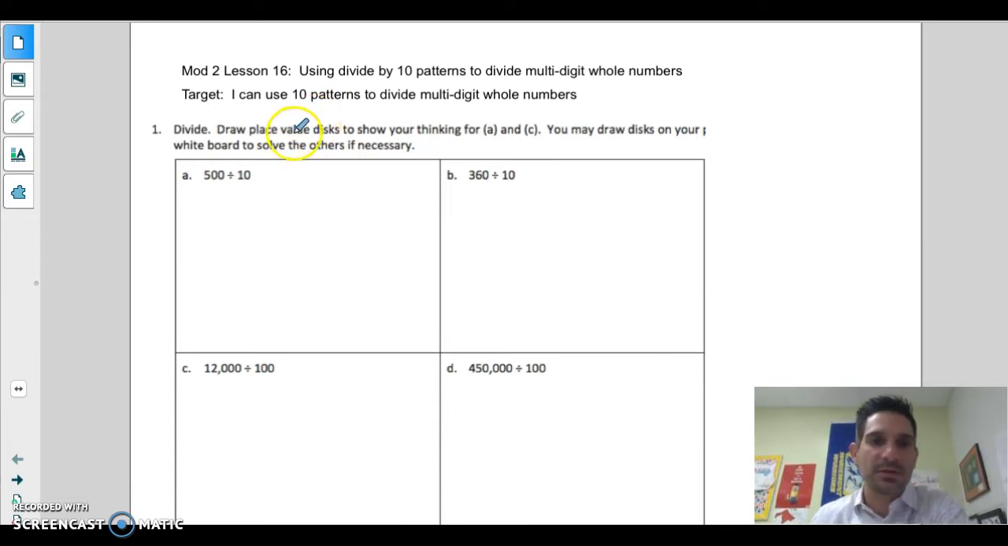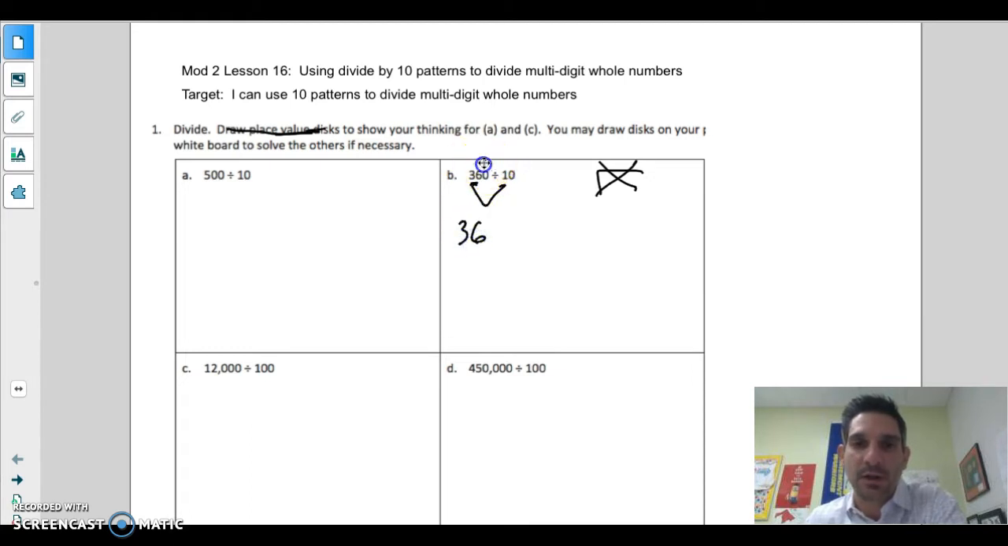I'm not going to concern ourselves with this place value disk right now. So let's look at 360 divided by 10. We don't even really need to use a place value chart here, okay? Let's just figure out the basic facts. What's the basic fact in 360 divided by 10? Well, it's 36 divided by 1. So I look at 36 divided by 1, that's 36.